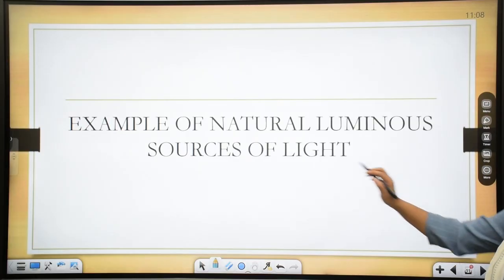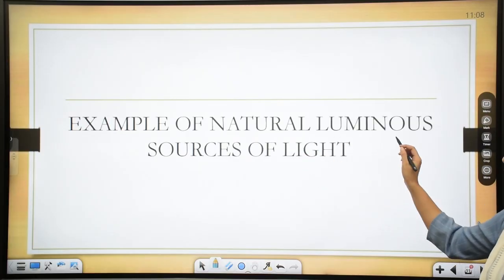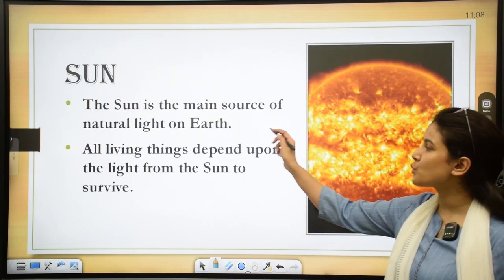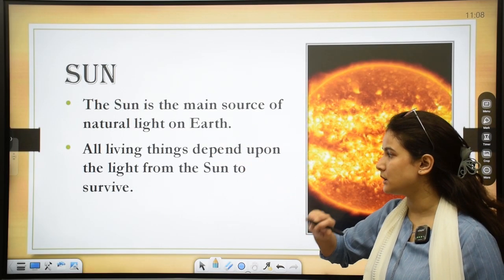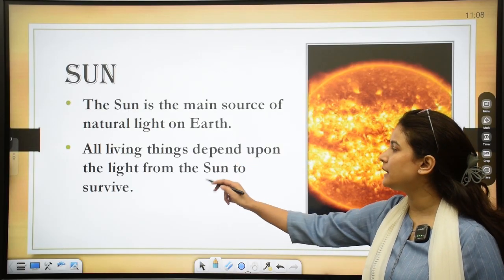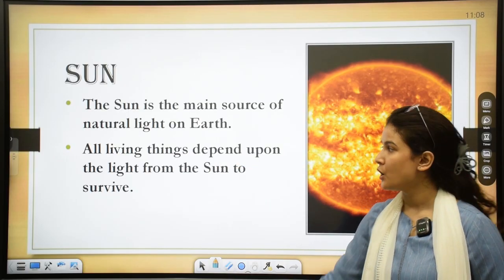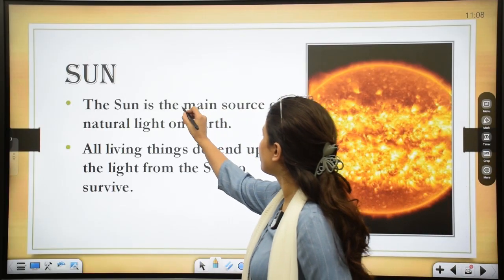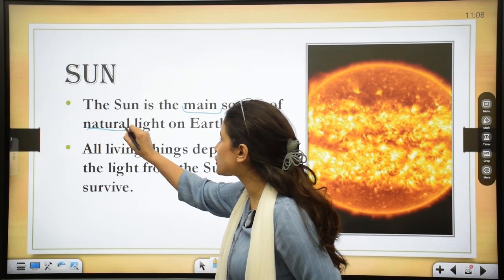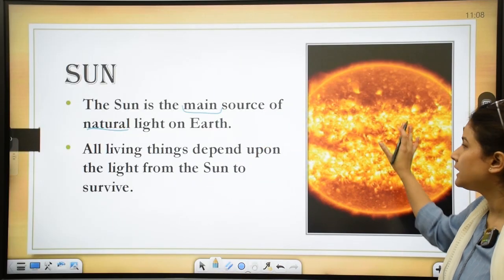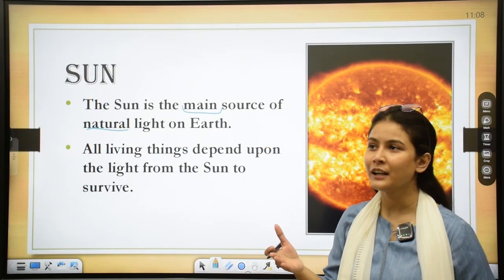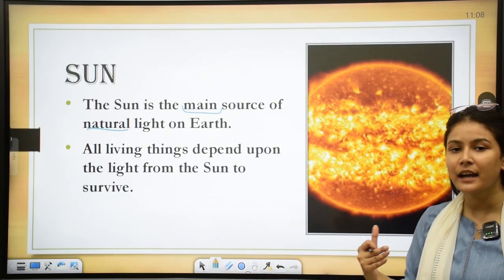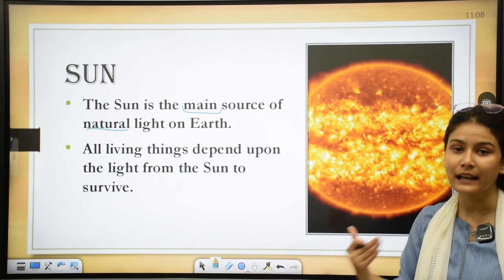Let's see some examples of natural luminous sources of light. First is the sun. The sun is the main source of natural light on earth. All living things depend upon the light from the sun to survive. So this means that the sun is the main source of natural light. The sun does not need electricity. The sun does not need a battery. It has energy of its own, and that is why it is able to produce or emit light on its own.